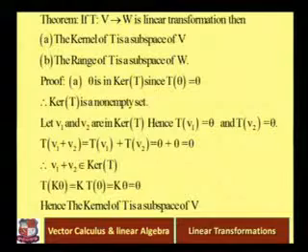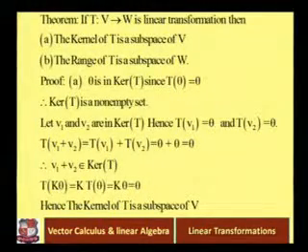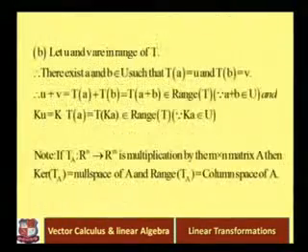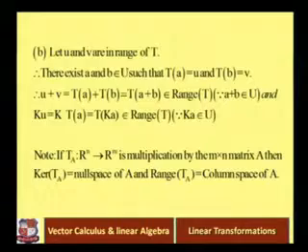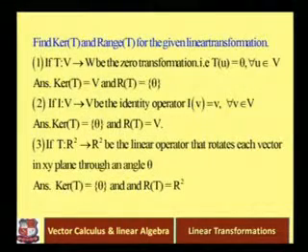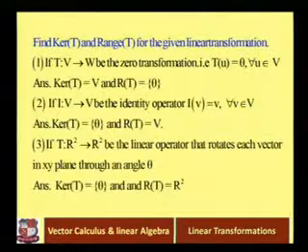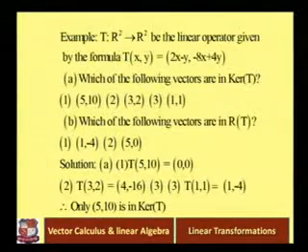And we see an important theorem: kernel of T is a subspace of V and range of T is a subspace of W. V is the domain and W is the codomain. Here is a proof which we already saw last time. Here are some simple examples where we find the kernel of T and range of T for zero transformations, identity operator and rotation, right? And we already saw some examples last time, right?